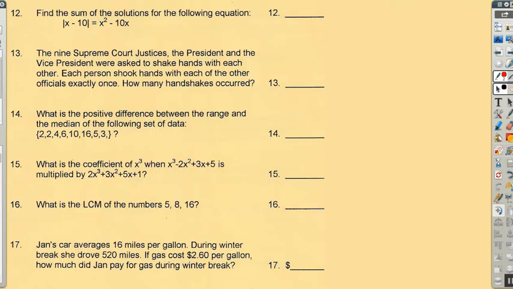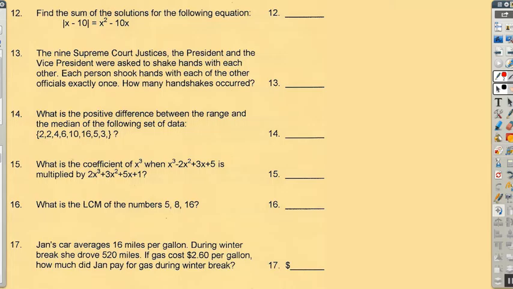All right, the 9 Supreme Court justices, the president and the vice president were asked to shake hands. Now, the irony is we only have 8 Supreme Court justices, but we will not worry about that. So, how many handshakes will occur?